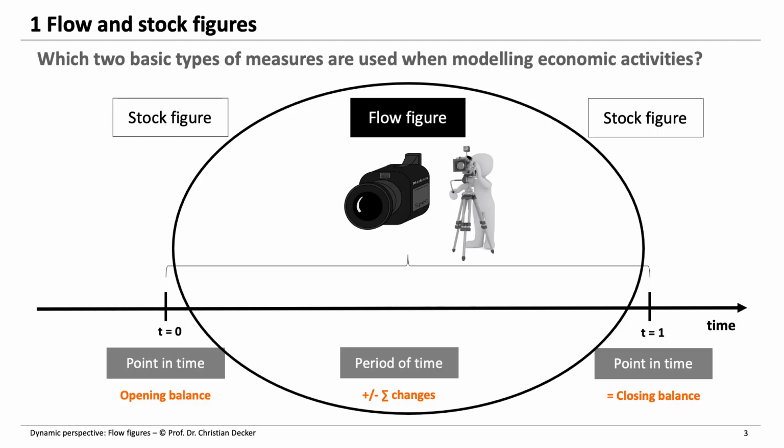Which two basic types of measures are used when modeling economic activities? The two basic types of measures are stock figures and flow figures. In this unit, two key concepts of flow figures are examined in more detail.